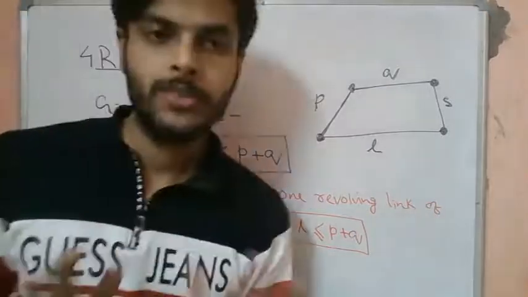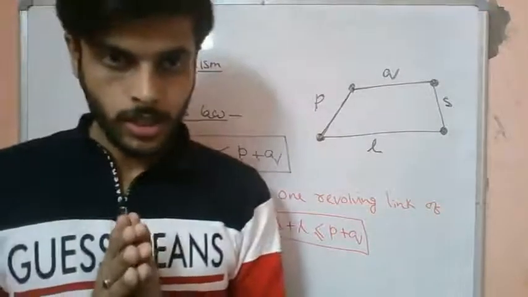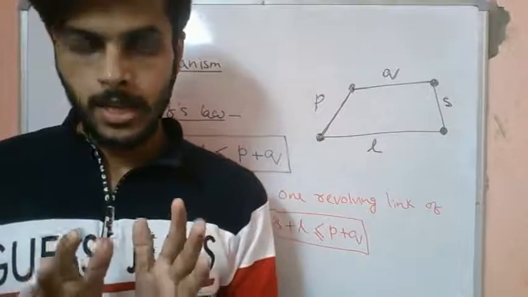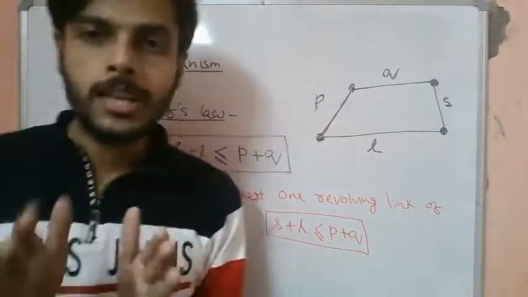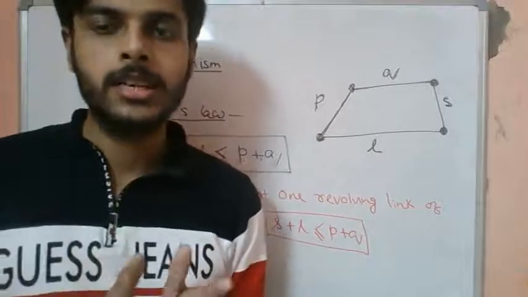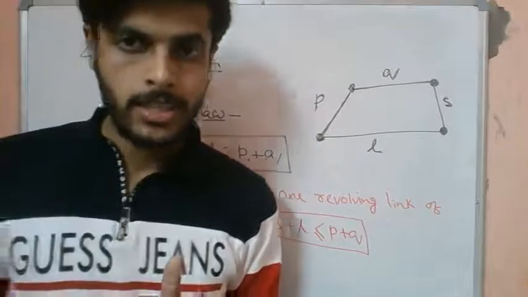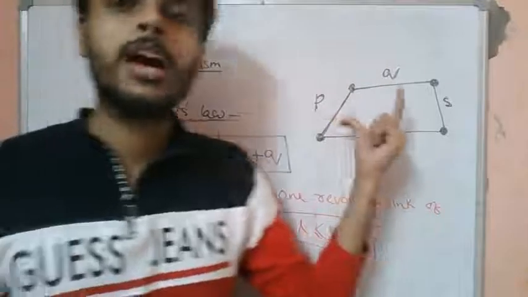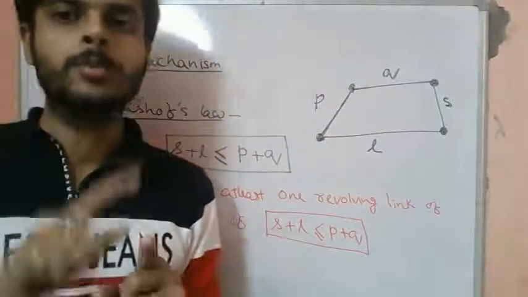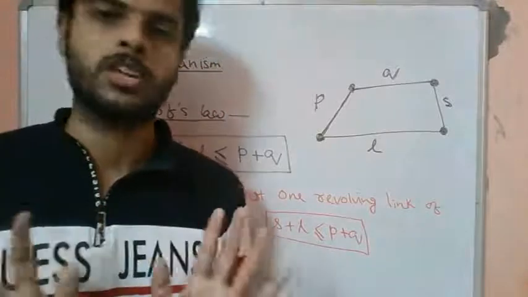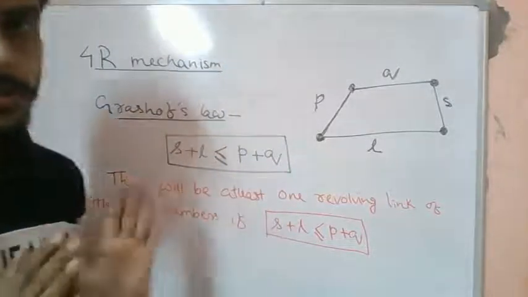So what have we learned from Grashof's law? That in a 4-bar mechanism, if this inequality is satisfied, that means the sum of the link lengths of the shortest and the longest link is less than or equal to the sum of the lengths of the other 2 links, then there will be at least one link which will be performing a complete revolution or rotation. This is what we call the Grashof law.